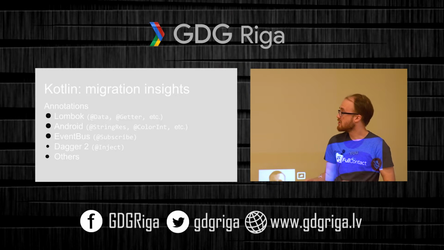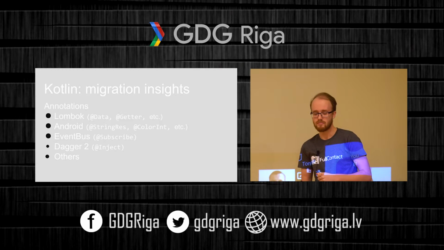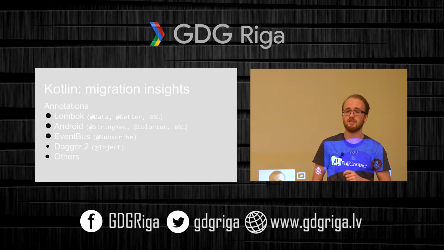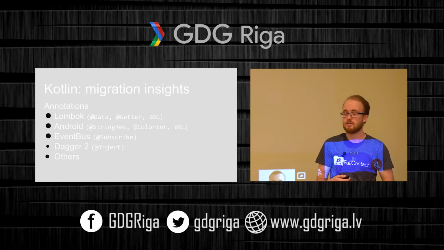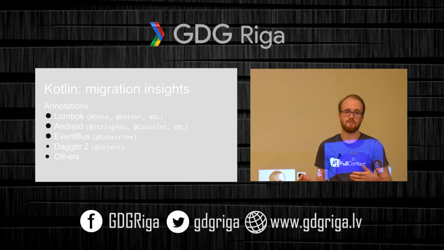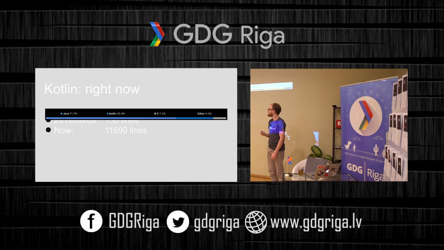So there are some other annotations that work fine, like EventBus. I'm talking about Greenrobot's EventBus, not Google's, and Dagger 2. That also works just fine. We're using them quite extensively, and have not seen any differences between using them in Java and using them in Kotlin, and probably others, because those are not all the annotations that exist.